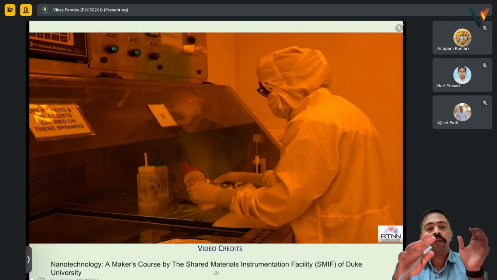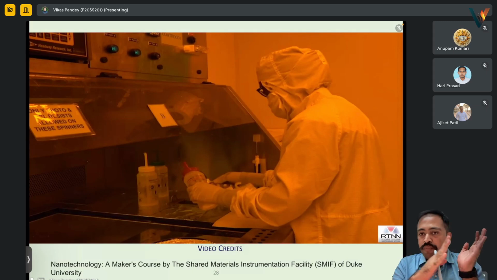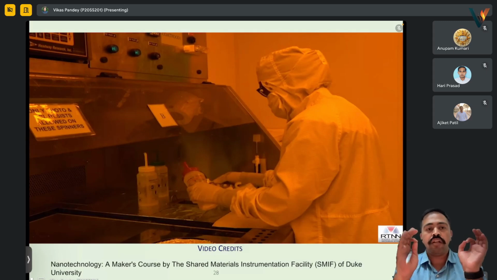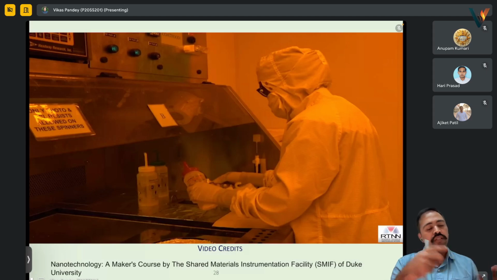So this is the whole process of photolithography. After this, in the other processes, we will etch out the gold and then put it in the stripping solution. Fine. Now the things are clear about photolithography, everyone?